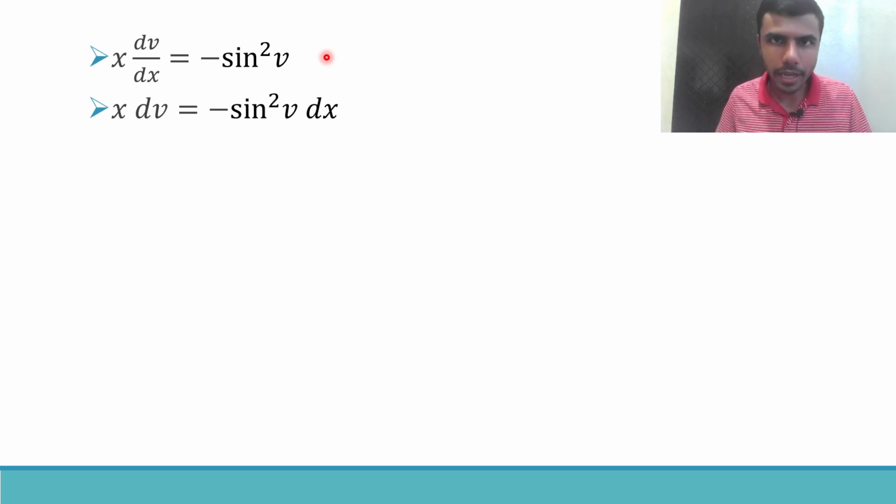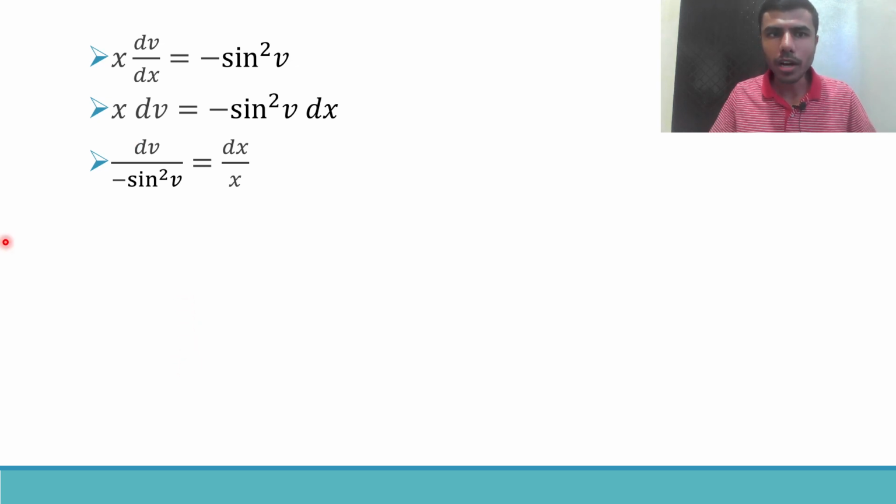Now I want to get all the v terms to one side and x terms to another side. If I want to achieve that, I can just take this x to the RHS and take this minus sine square v to the LHS. So I'd get dv by minus sine square v is nothing but dx by x. This came here and this came here. Pretty simple.